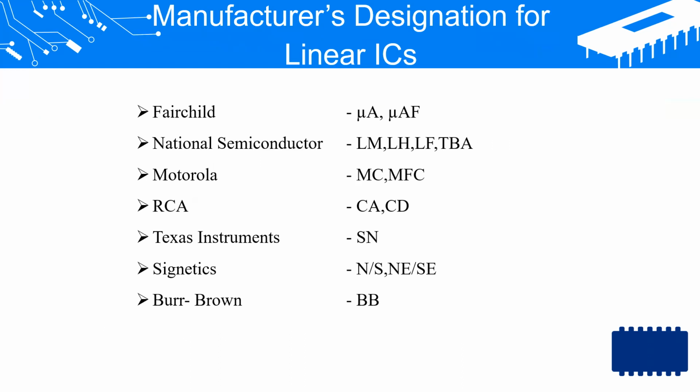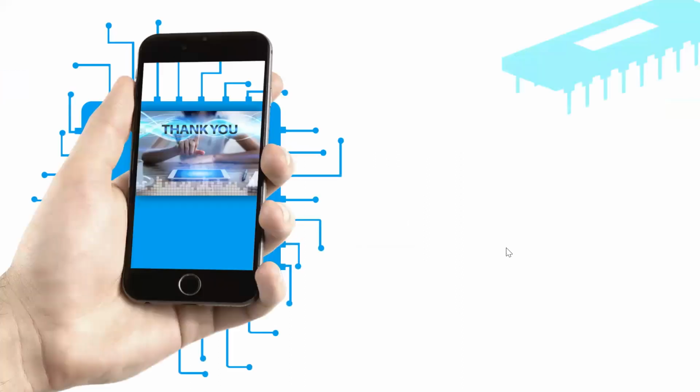Here, I have mentioned some of the IC manufacturing industries: Fairchild, National Semiconductor, Motorola, RCA, Texas Instruments, Cybernetics, and Burr-Brown.